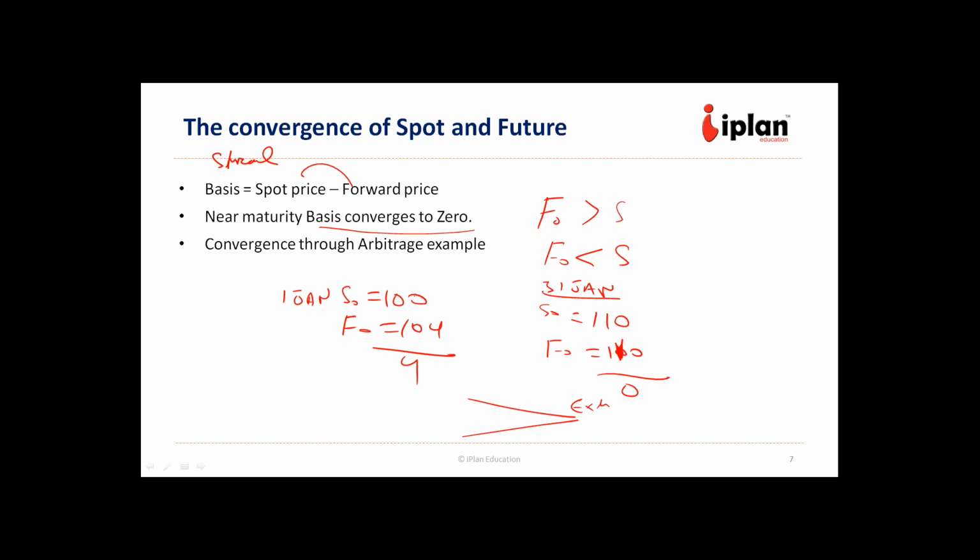There's no spread. Why? Because the basis is most of the time due to interest, the cost of carry. We'll understand future pricing in a couple of hours from here. So with 30 days till expiry, let's say you charge $4 as interest for those 30 days, whereas on the expiry date there will be no interest, so the spread is almost zero. Convergence through an arbitrage example I'll take later, when we discuss the future pricing formula.